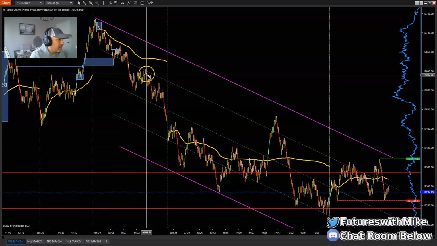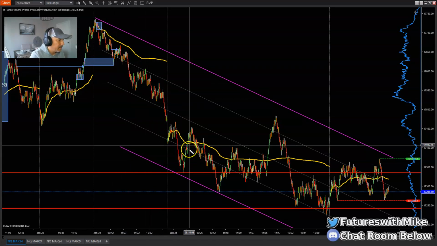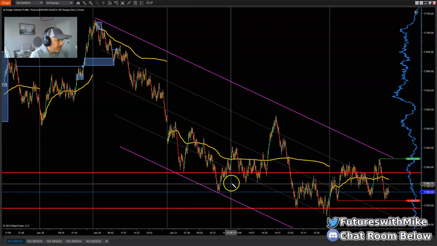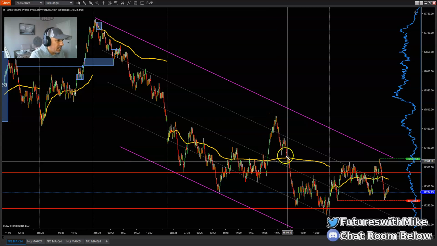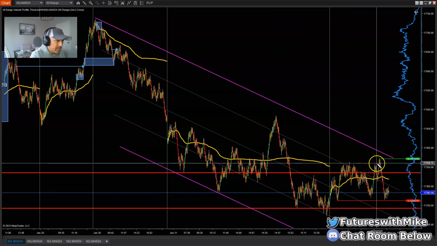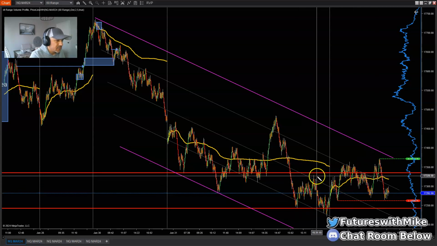Breaking structure all the way down, making lower lows and lower highs. Okay, then it pulls back right here. Then it pulls back pretty significant, and from here, it drops. Okay, lower low, lower high, lower low, and then it pulls back pretty decent here. Okay, taking out this area of structure right here.